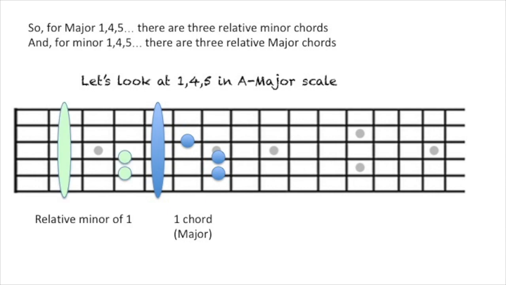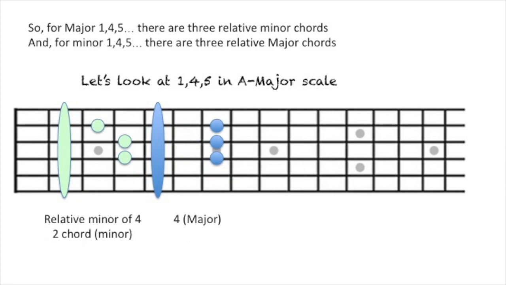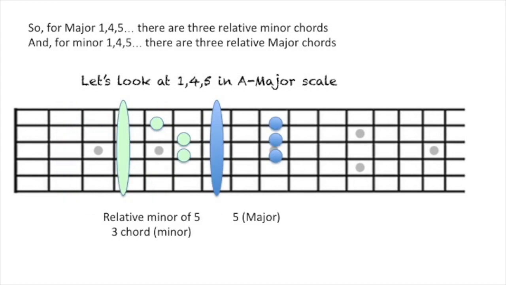The relative minor is 3 frets down. That's an F sharp minor. It's the 6th chord in the scale of A major. The 4 chord is the D major, and its relative minor, 3 frets down, is B minor, which is the 2 chord for the scale of A major. The 5 chord in the scale of A major is the E chord. The corresponding relative minor chord, 3 frets down, is the 3 chord in the scale of A major.